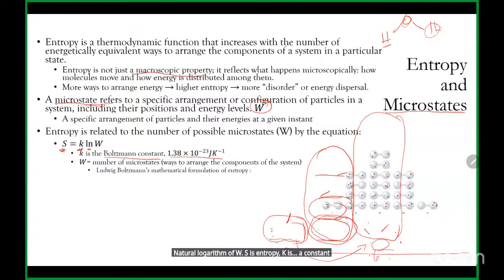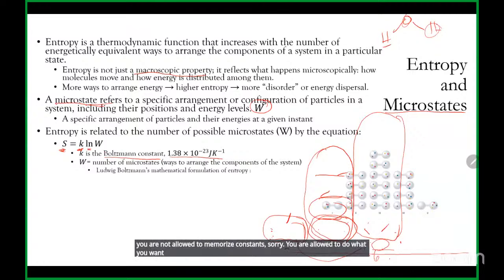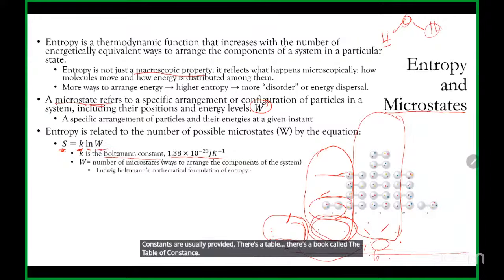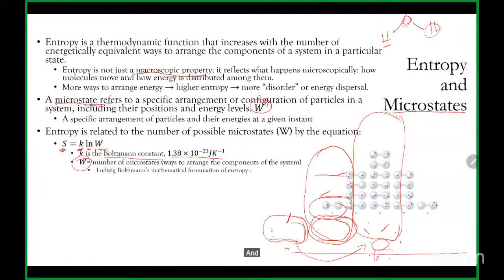Again, remember, you are not mandated to memorize constants. Sorry, you are allowed to do what you want, but you are not required to memorize them. Constants are usually provided. There's a book called The Table of Constants. And W is called the microstate.